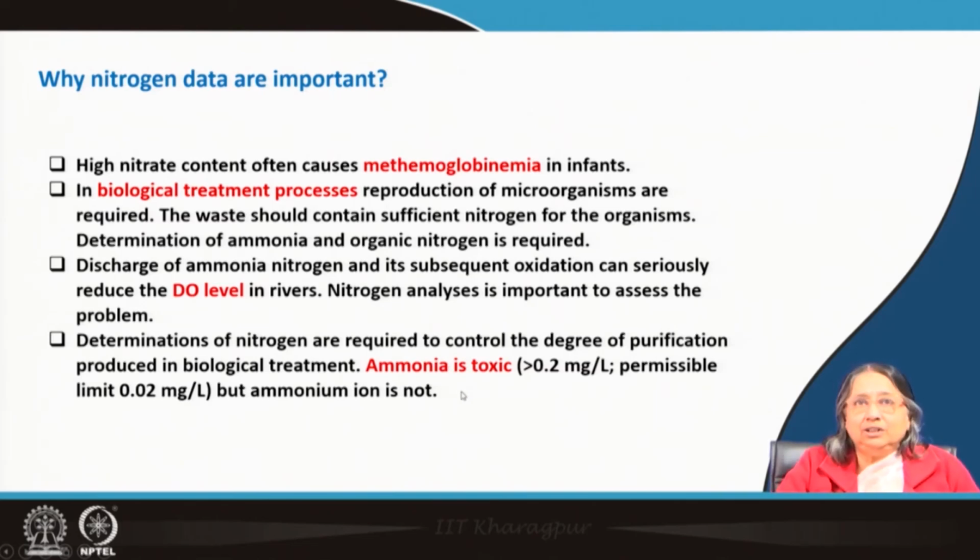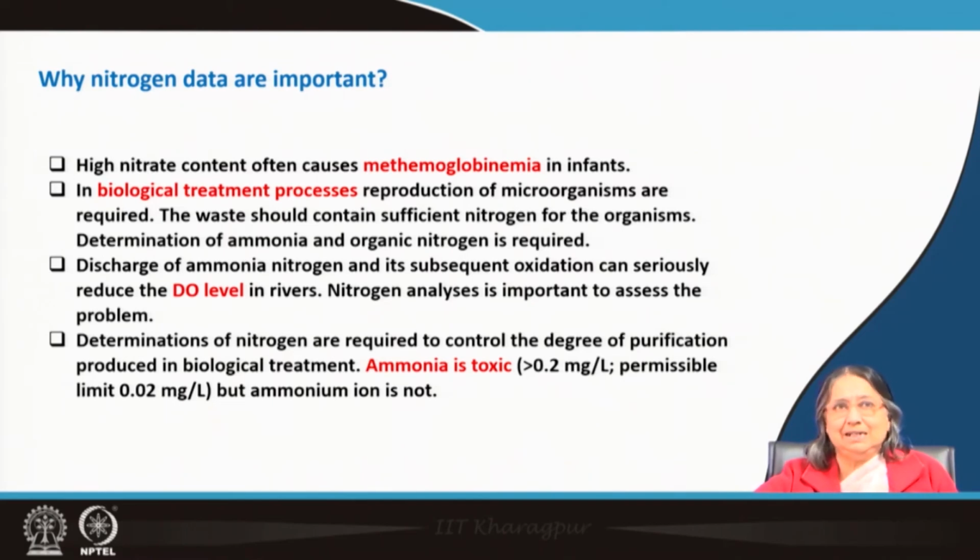Ammonia, you know, ammonia is very toxic. So, there is some permissible limit, 0.2 milligram per liter, permissible limit actually 0.02 milligram per liter. So, it should not go beyond this value. And ammonium ion is not toxic, you know, ammonia fertilizer, ammonium sulphate, okay. So, this is very much needed for plant growth. So, ammonium ion is not toxic, but ammonia is toxic. So, we have to know how much ammonia is present, and for that we need some method. So, method is very important.